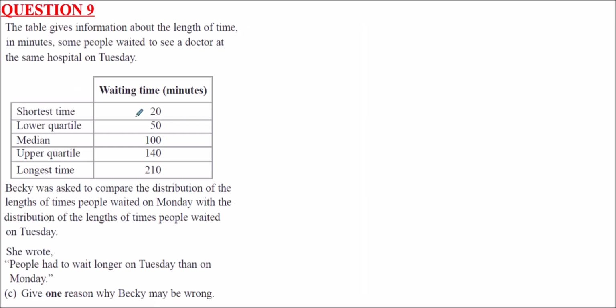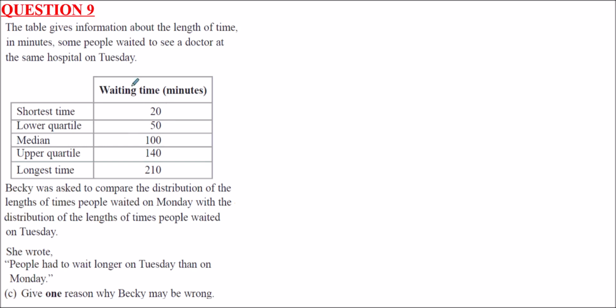Part C, we've got a table about the lengths of times in minutes some people waited to see a doctor at the same hospital on Tuesday. So again, we've got the same 5 ingredients for what would make a box plot. You don't need to draw a box plot for these, but I'm just going to construct one here because you might find it easier to compare and contrast one box plot versus another.